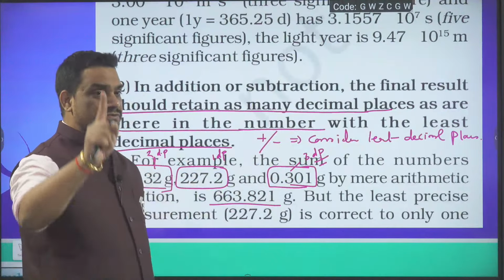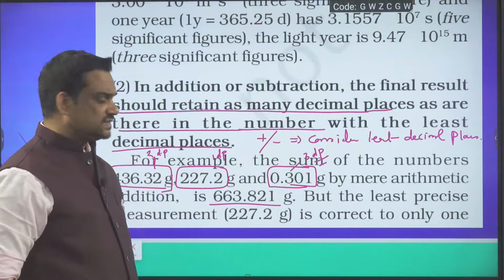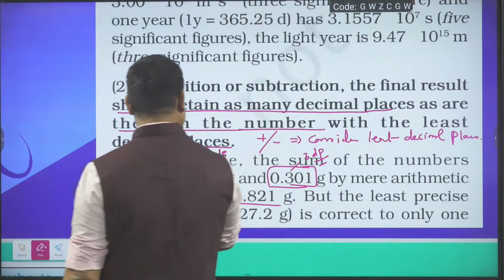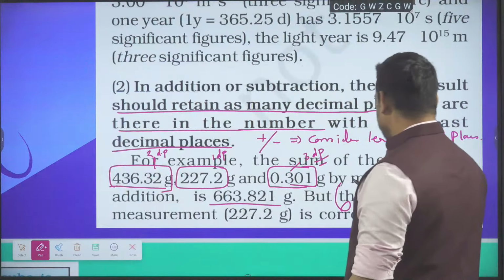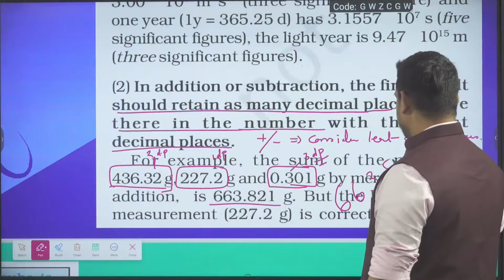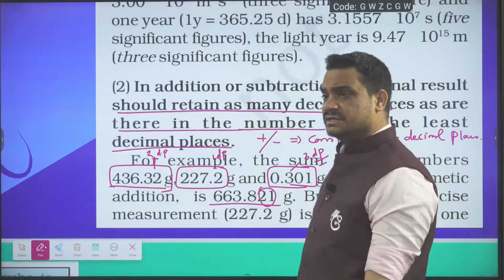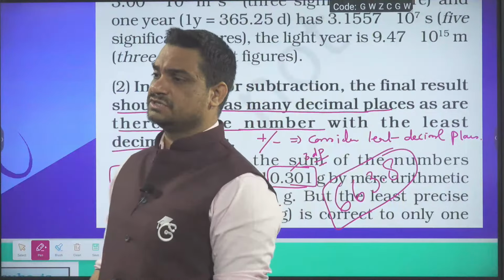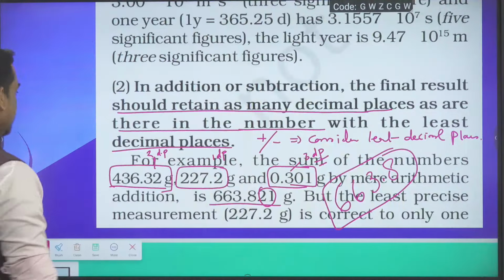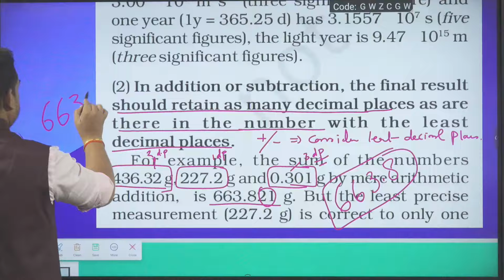My answer should be only 1 decimal place, and 1 decimal place means your answer goes here, 663.8. We will round off, because you have to round off this 2, 1 is okay, less than 5, so we can say this becomes 663.8. Okay, clear? I hope everyone got 663.8.